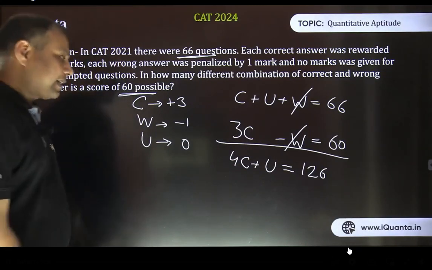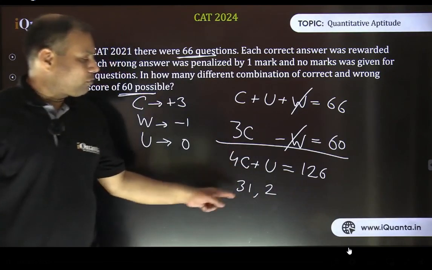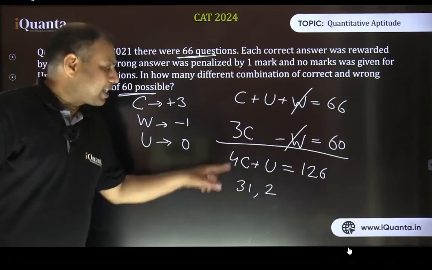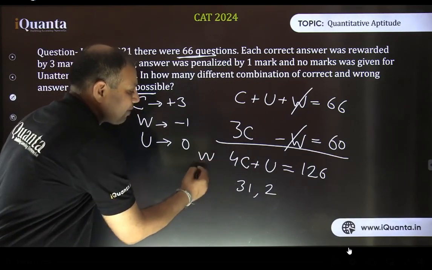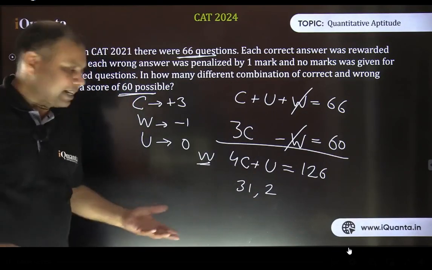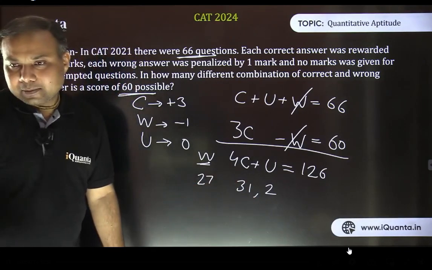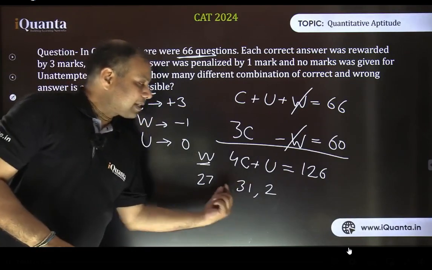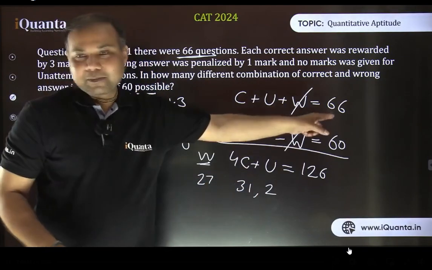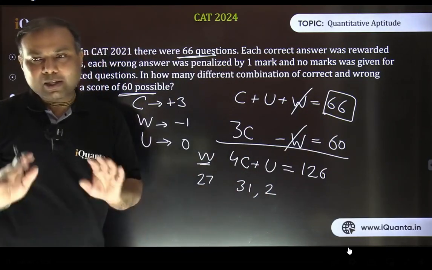Okay, 31, 2. Let's take that 31, 2. If we maximize C, then C can be maximum 31 because 31 into 4 would be 124, plus 2, that is 126. So that is the highest possible value of C. If C is 31 then U is 2, and we can certainly find the value of W as well. There is no need to write it, but 31 plus 2 is 33, so 33 questions are accounted for and 33 must have been answered wrongly. We only need to take care that their sum should never exceed 66, the total number of questions. That's the only thing we need to take care about.